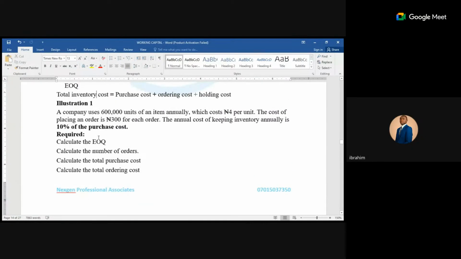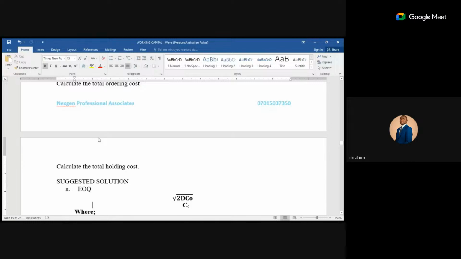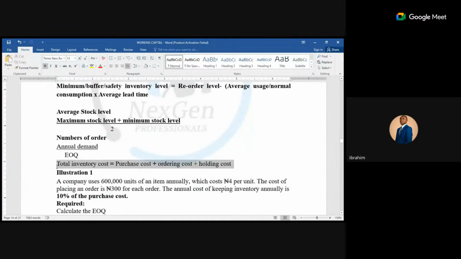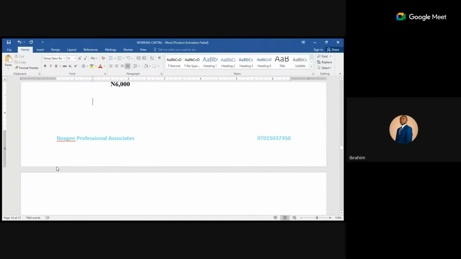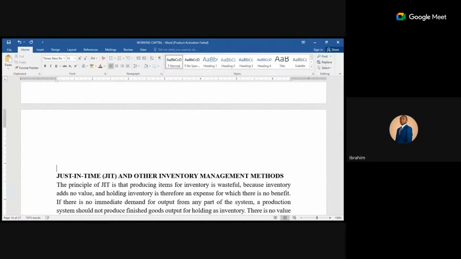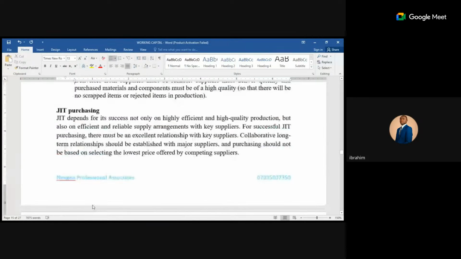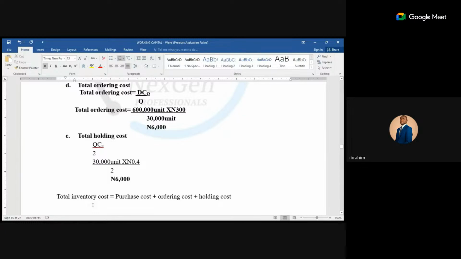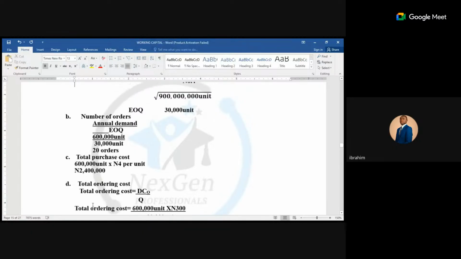If the examiners now add that you should calculate the total inventory cost, all the costs incurred, the total inventory cost is this: your purchase costs, your ordering costs, your carrying costs. We give you the total cost of the inventory. Should the examiner ask you to calculate the total inventory costs, the purchase cost, the ordering cost, and the holding cost, we give you the total inventory costs. These are the costs associated with inventory.